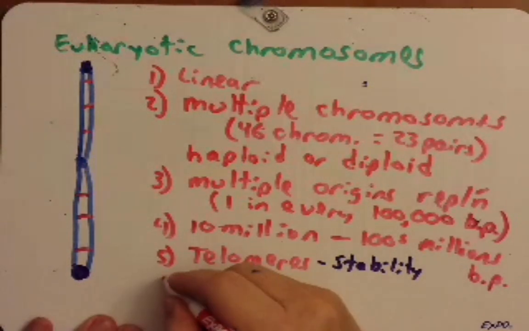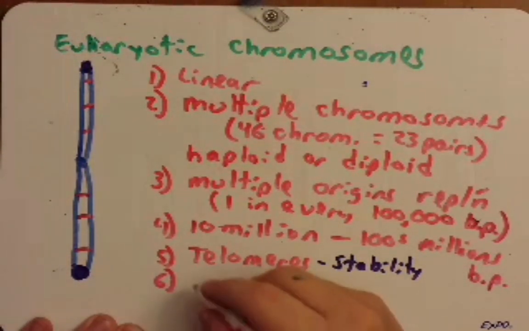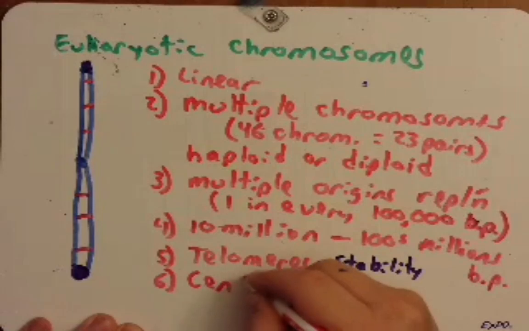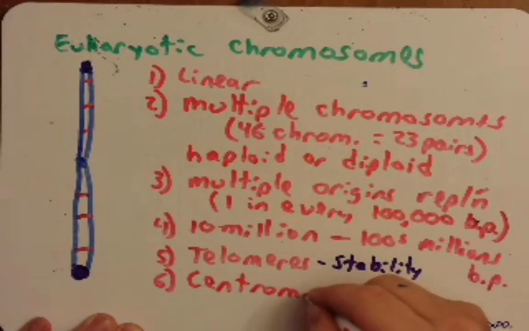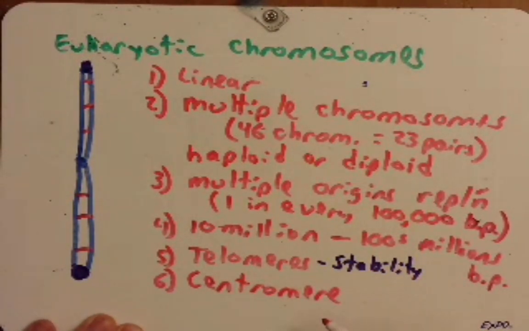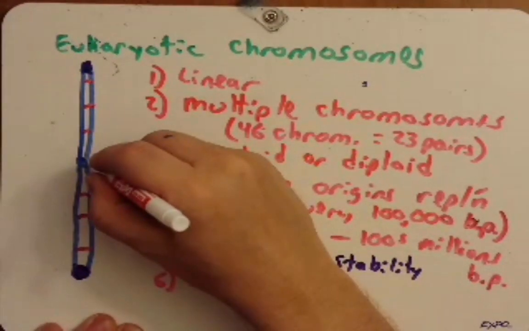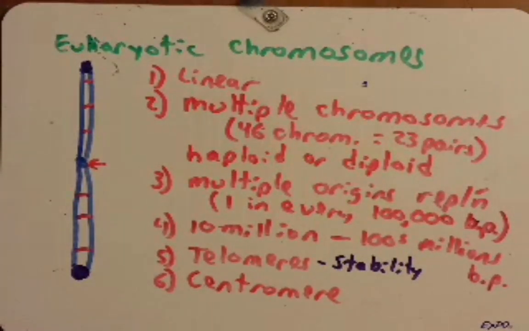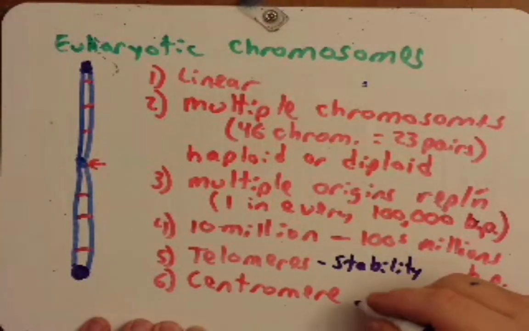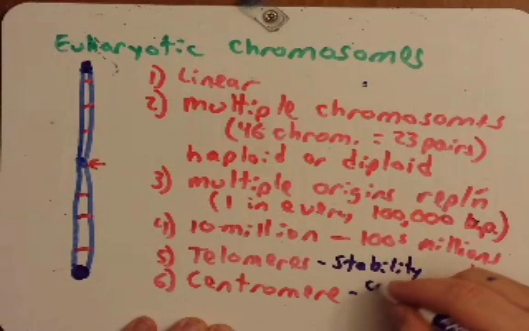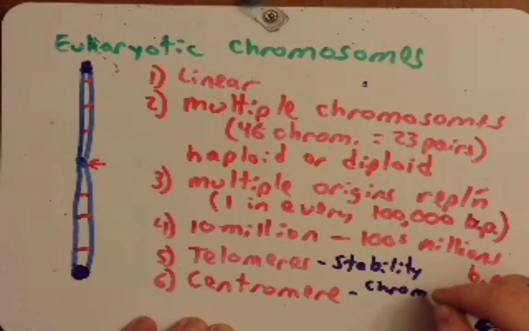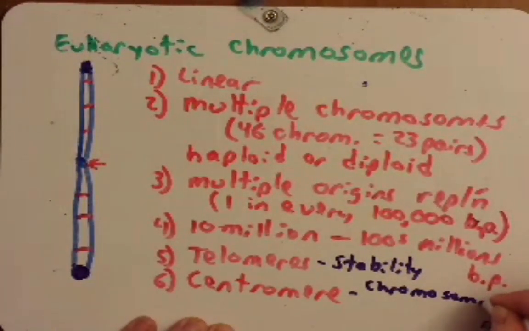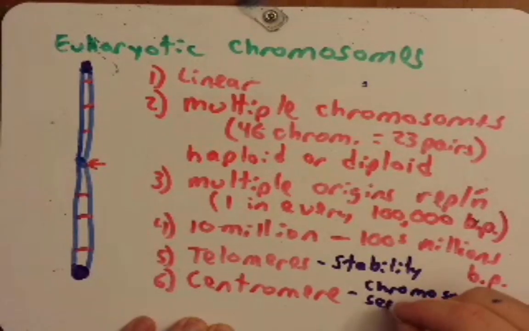Next, we should talk about a structure we've already talked about, but the centromere. Remember, we talked about that as a way that we classify chromosomes. In this case here, the centromere is right here. It's right in the middle, so we would call this a metacentric centromere. And the centromere is important in chromosome segregation.